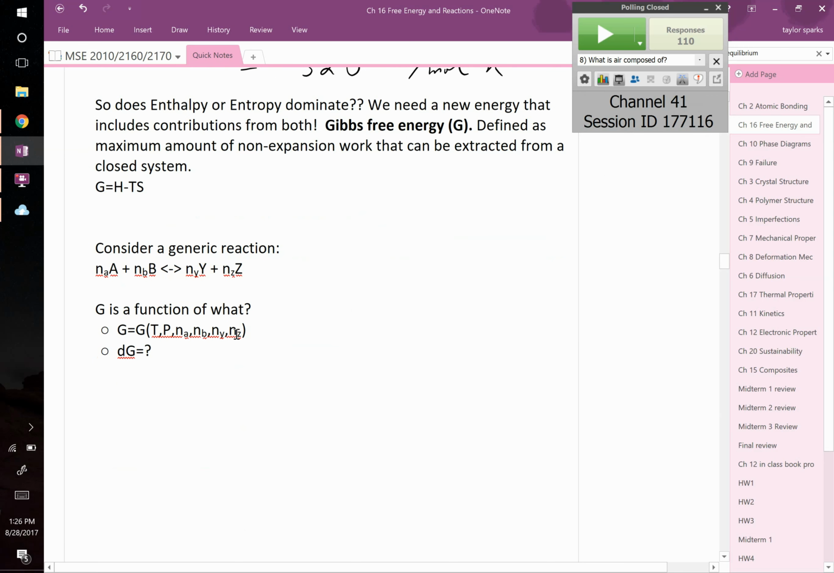Okay, so now finally we get to the question of, all right, we know that enthalpy and entropy both exist, and how do we figure out which one dominates?